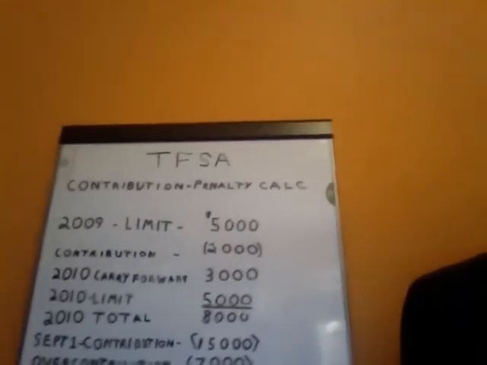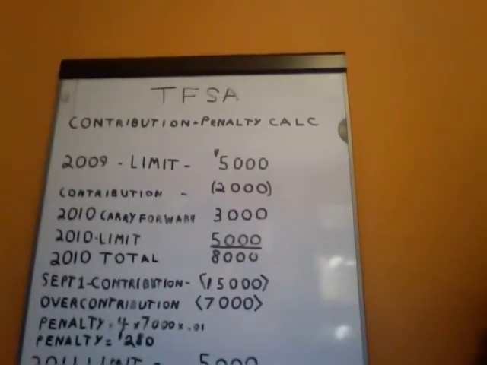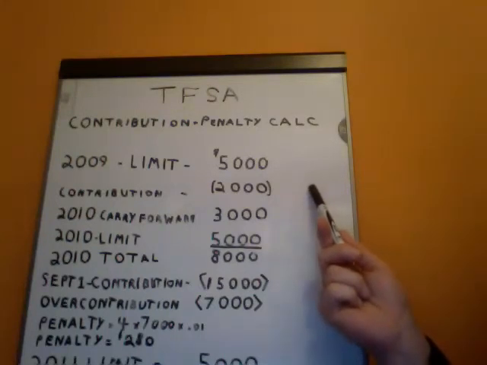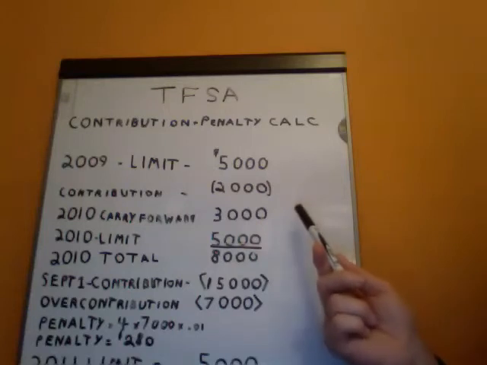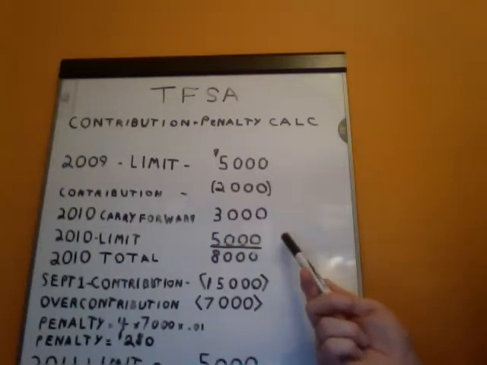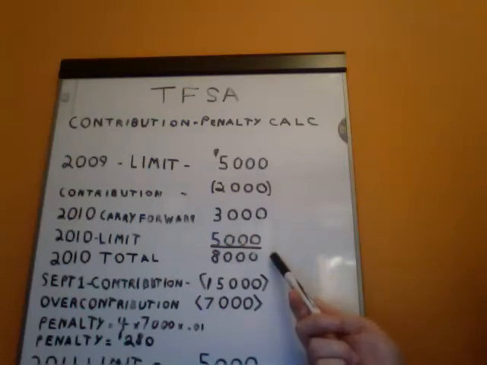Now, I'm going to show you an example here, as mentioned before. So we're going to go to my big board. Here we've got a TFSA contribution penalty calculation. Now let's say in this example, the person that's contributing, his name is Jim. Jim has, in 2009, a limit of $5,000. He decides to make a $2,000 contribution in 2009, leaving him with a carry forward to 2010 of $3,000. On top of his 2010 contribution limit of $5,000, he now has $8,000 going into 2010.